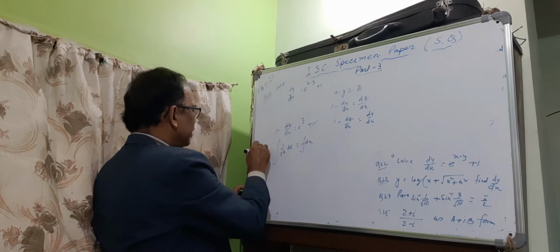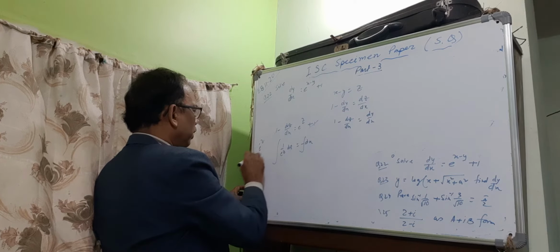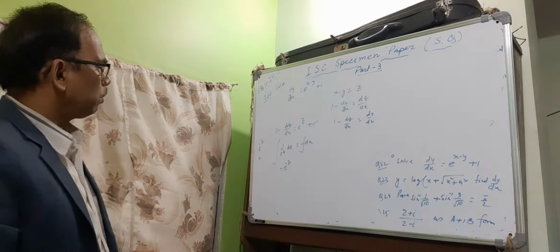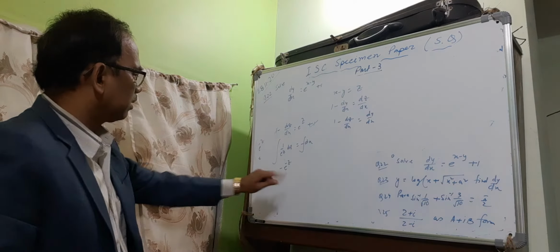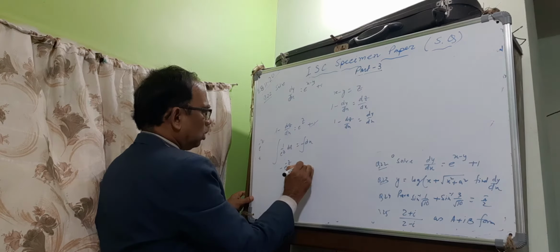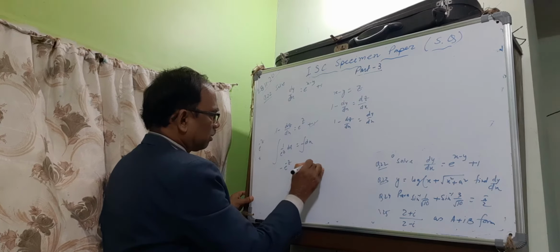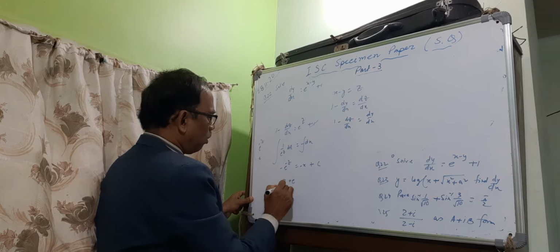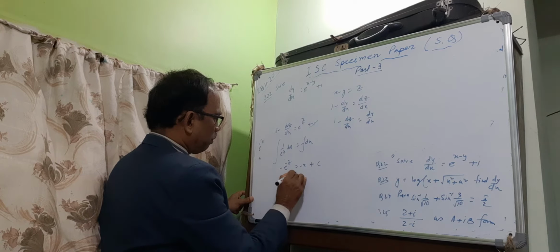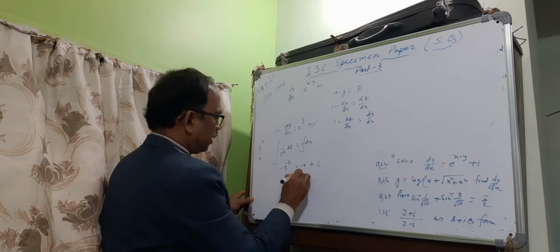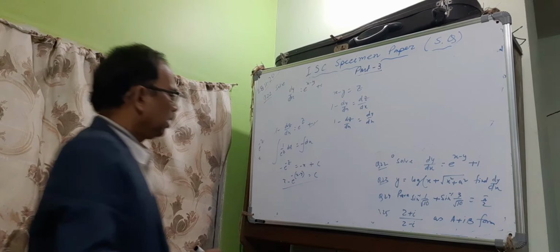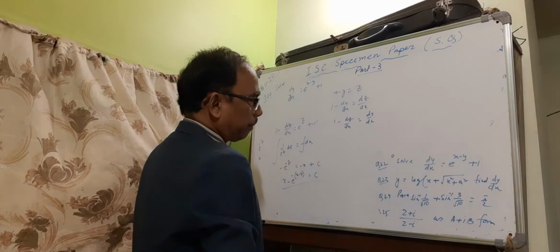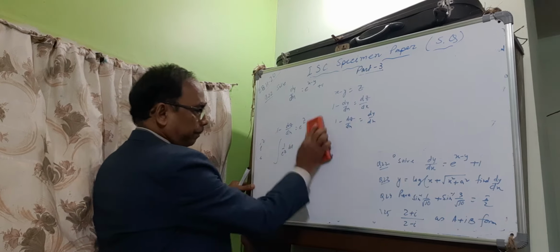e to the power minus z, integration of e to the power minus z is minus e to the power minus z, equals x plus c, that is minus x plus c. Then x plus e to the power minus z, that is e to the power minus (x minus y), equals c. That is the solution of the given differential equation. Next, sum number 23.